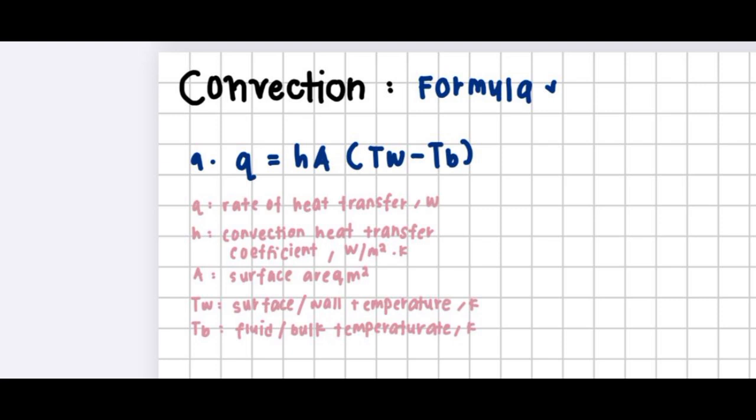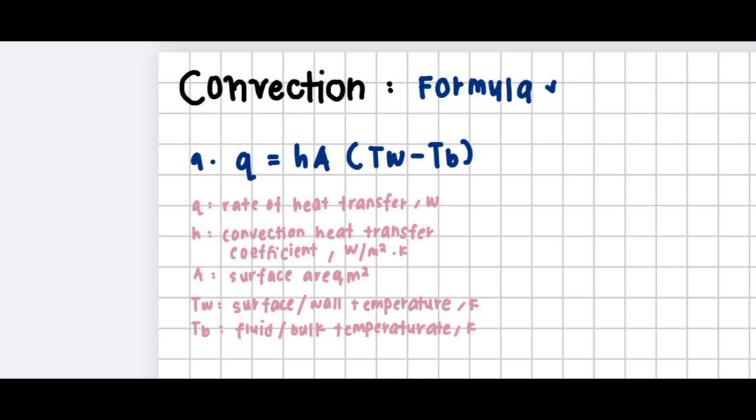But in this case, we cannot directly use this equation as the first step because the question did not give the h value. So convection is divided into two types: natural and forced convection.